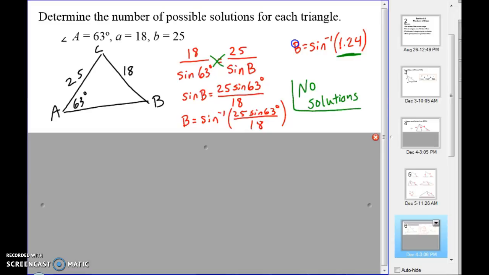That means this diagram that I drew over here at the beginning is actually a lie. This doesn't even make a triangle. Basically what this means is this side line here is only 18 units long, and that isn't enough to reach the other side line, so this isn't even a triangle. Take a look at another example.